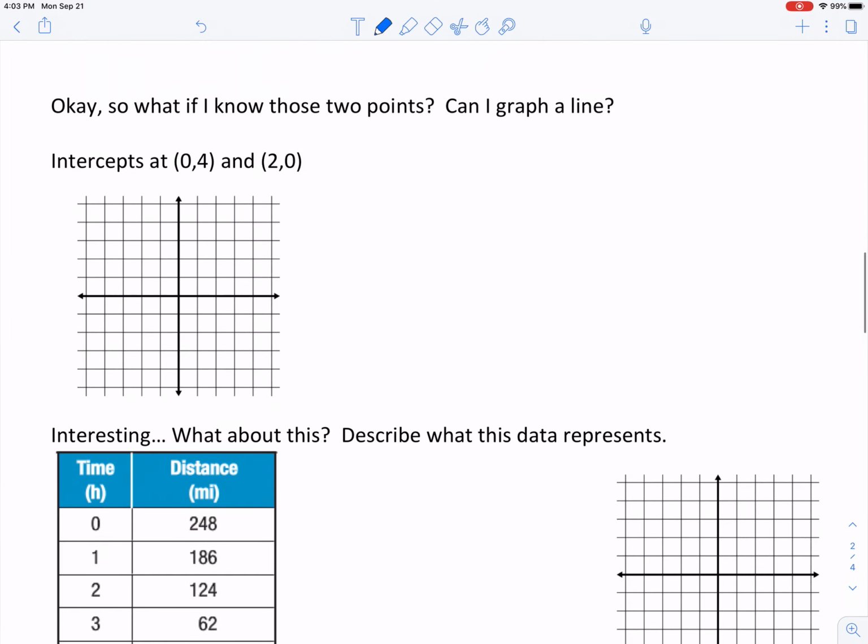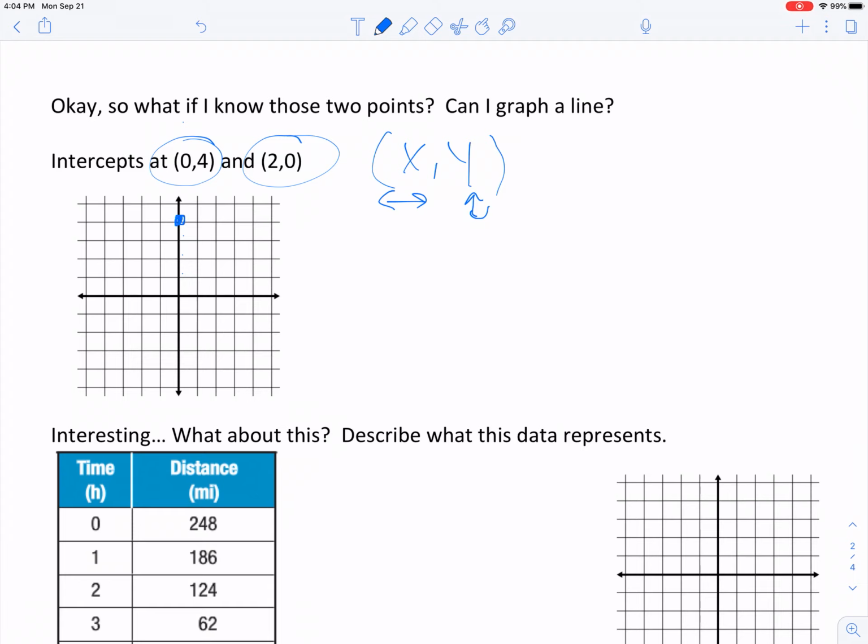To do a very simplified version of this, if I already know that my intercepts are (0, 4) and (2, 0), I can graph both of those. So (0, 4). Remember, points are given to us as x, y, which means you do the left and right before you do the up and down, or you run before you jump. So if it's (0, 4), I go left and right 0, but then I go up 4, since it's a positive 4. So 1, 2, 3, and 4. And I put my point.